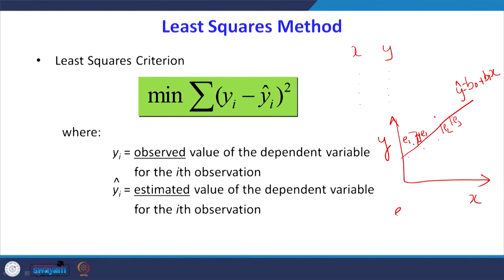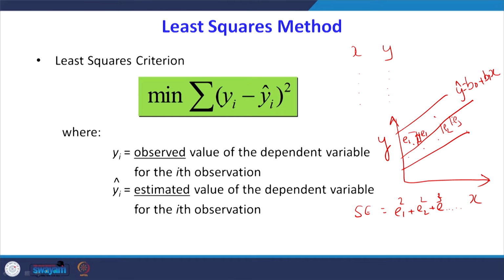So, what do you have to do? The error squares and the sum of the error squares have to be minimized. I have to draw a line in such a way that the sum of the square of the error is minimized. I can draw different lines. Suppose I can draw this way also, this way also. For each line, I have to find out the sum of the square of the error. Wherever the sum of the square of the error is minimum, that line is the best line. That principle is called the least square method.